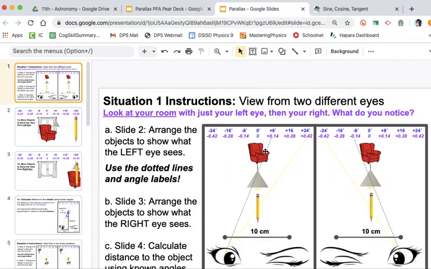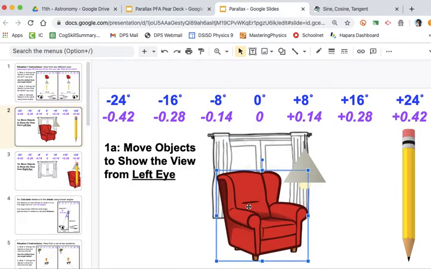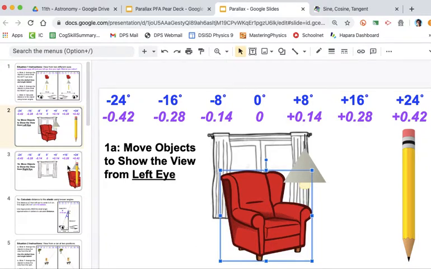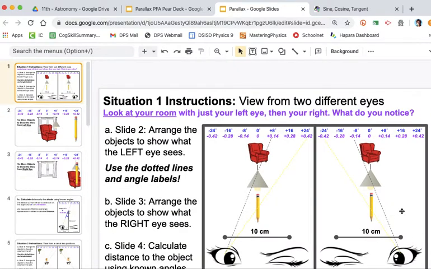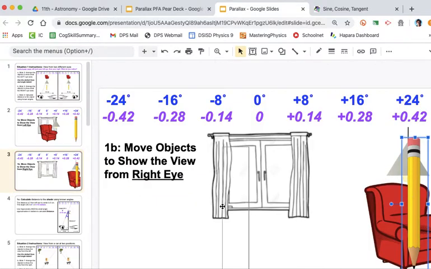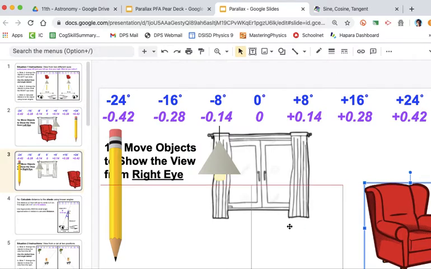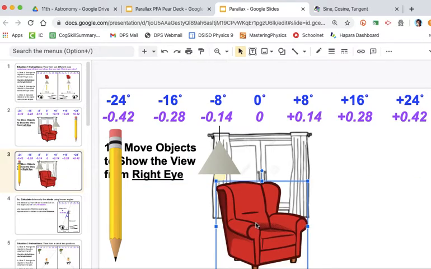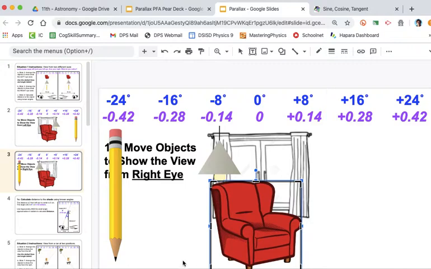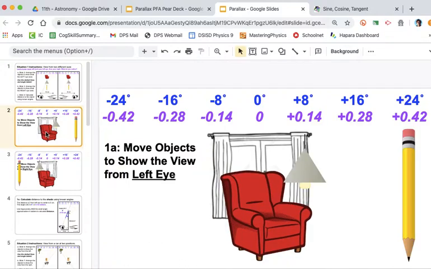And the chair looks like it's pretty close to 0 degrees, but maybe the chair is a tiny bit shifted to the right. If I'm looking at it from my right eye, it would basically be the exact opposite. The pencil would be at negative 24 degrees, the lamp would be at negative 8 degrees, and the chair might be a little bit shifted. So I can move the pencil over here, move the lamp over here, and the chair is pretty close to the center, but maybe I move it a tiny bit to the left. So this is what it looks like when I use my left eye and then my right eye.